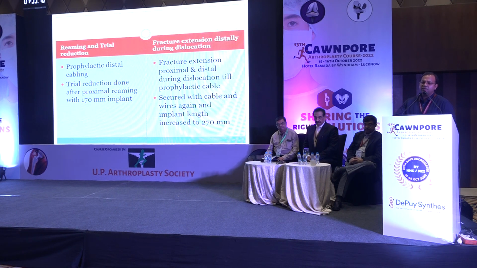But when the trial reduction was taken out, even with the help of a bone hook, there was a certain shearing sound and the fracture propagated distally as well as proximally. So we're back to square one, where we started. The distal cable which we had put prophylactically, the fracture extended exactly till the cable. In the proximal part, it extended to the trochanteric area. So we again put more cables.